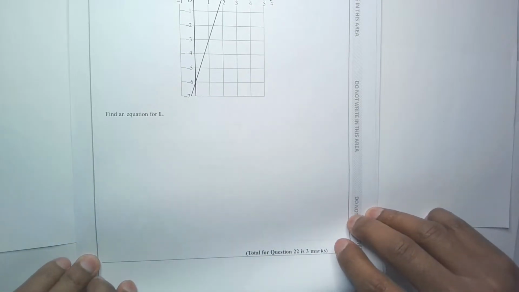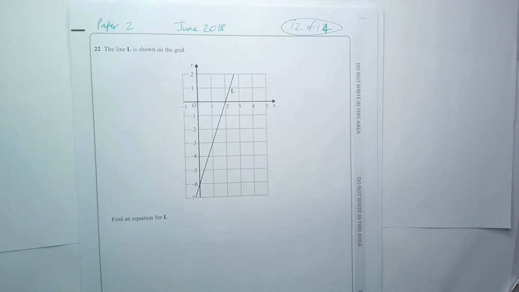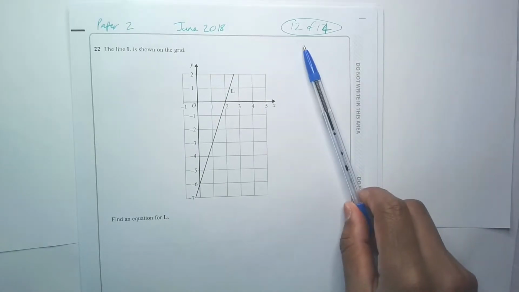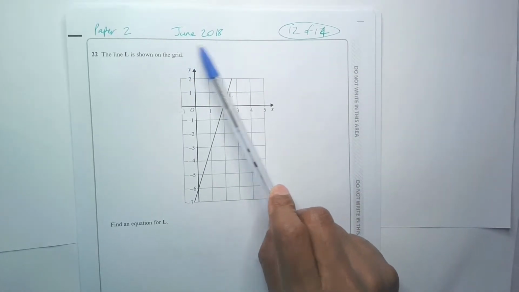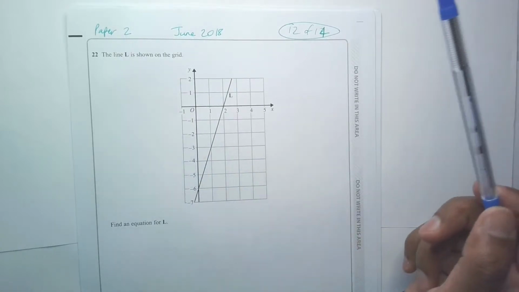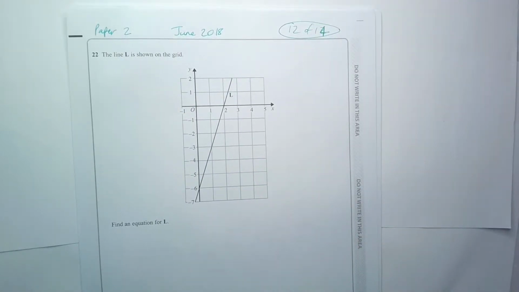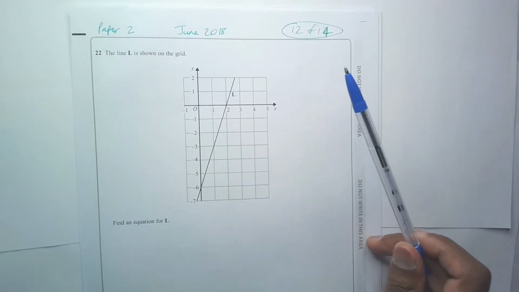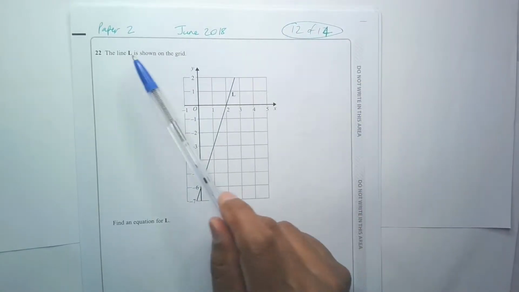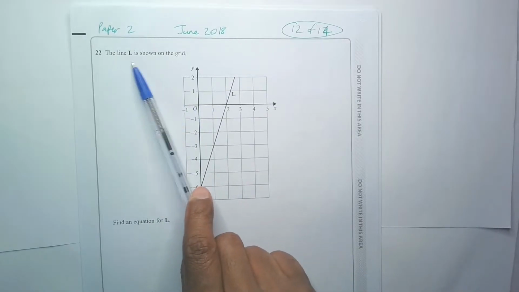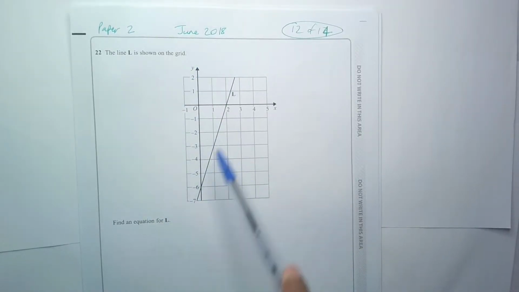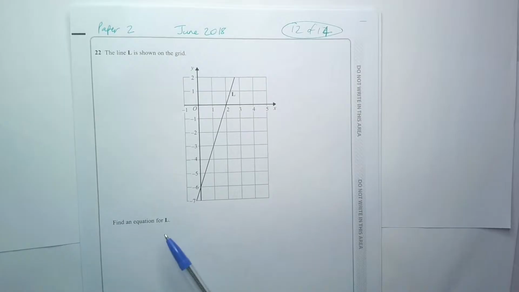All right, so now this question is looking different to what we've done before. Question 12 of 14, this is from June 2018, paper 2. So we are allowed to use a calculator. Press pause and have a go. Okay, so with this question, slightly different to what we've done before, but again, it comes back to our knowledge of a straight line graph. So the line L is shown on the grid, and this is L. Find an equation for L.